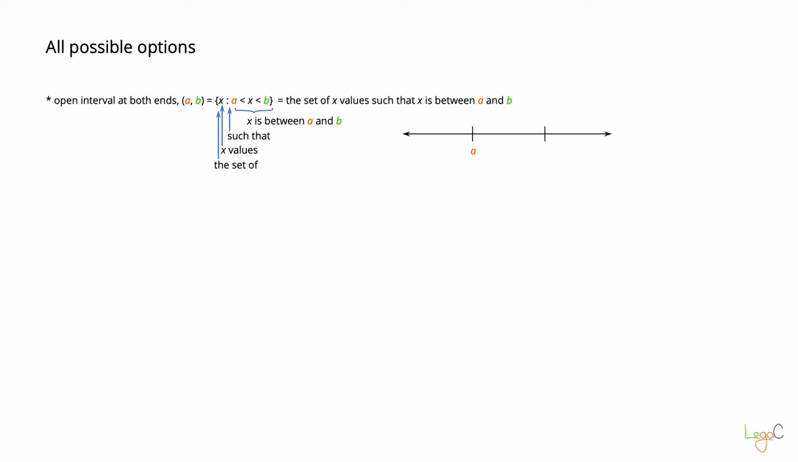First of all, open interval at both ends. How do we read this statement? The set, which is represented by the curly brackets, of x values, the colon is read as such that, x is between a and b. And because we have round brackets, we have circles at both ends.